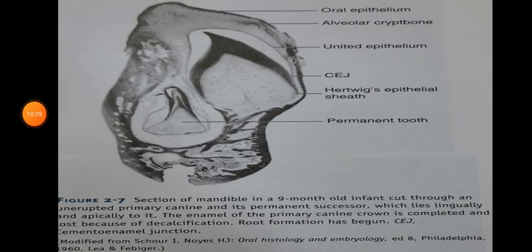This is figure 2.7, a section of the mandible in a 9-month-old infant cut through an unerupted primary canine and its permanent successor, which lies lingual and apical to it. The enamel of the primary canine crown is completed and lost because of decalcification. Root formation has begun.